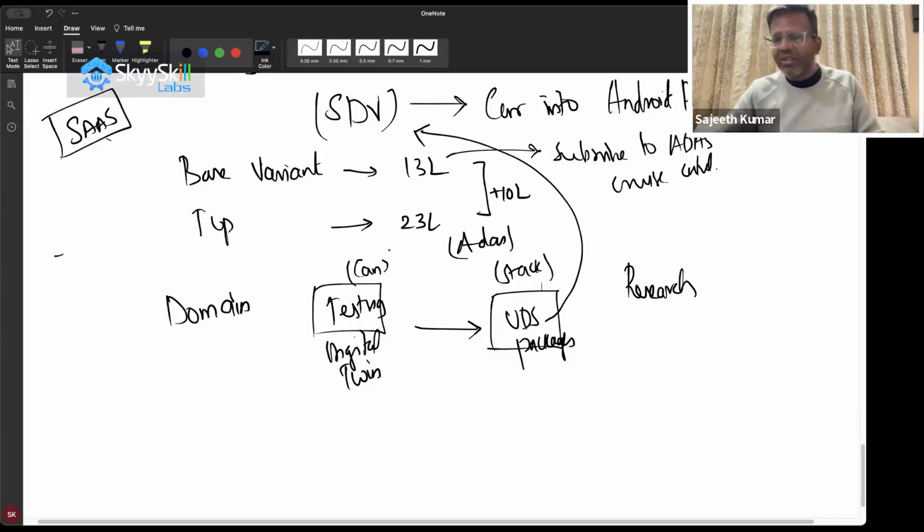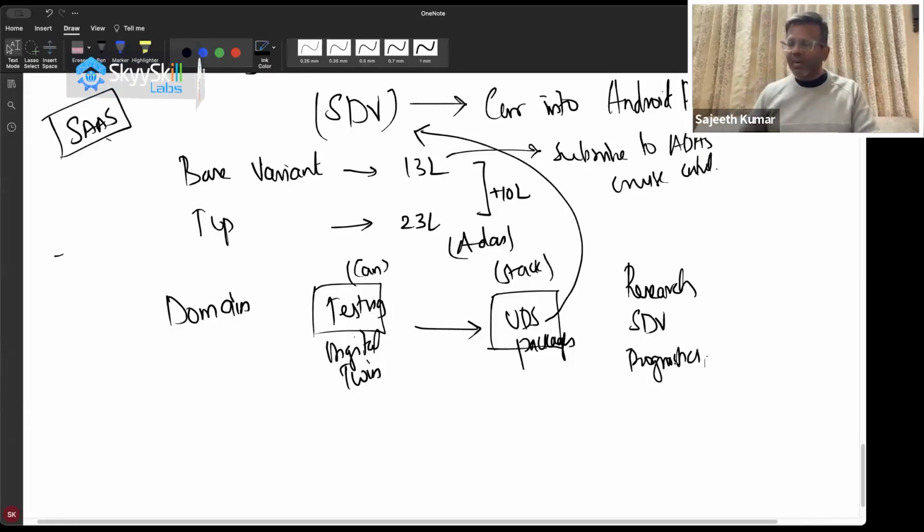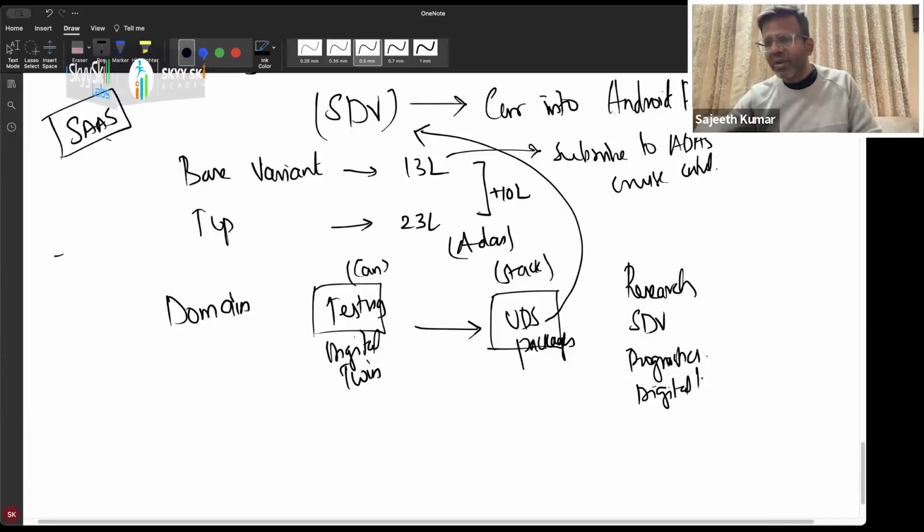And this takes you into the research side, or if you want to do some research specifically on the SDV side, you can do that. You can do prognostics, which is predicting when the failures will happen. Diagnostics, of course, can happen. You can also use this to build digital twins, right?